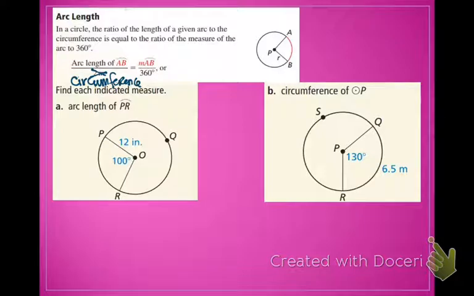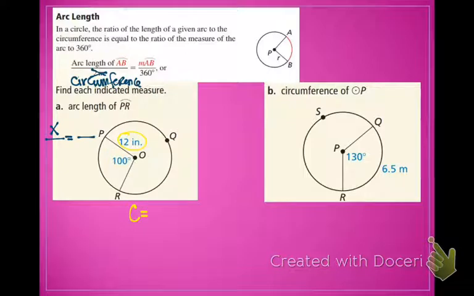In letter A, what are we looking for? Arc length. So where is arc length in these two fractions? Look at the formula. Top left. Arc length goes up here. Look, they already told you arc length. It doesn't tell you the circumference right away, but you should be able to find it. What are we given that could help us find it? The radius, which is 12.